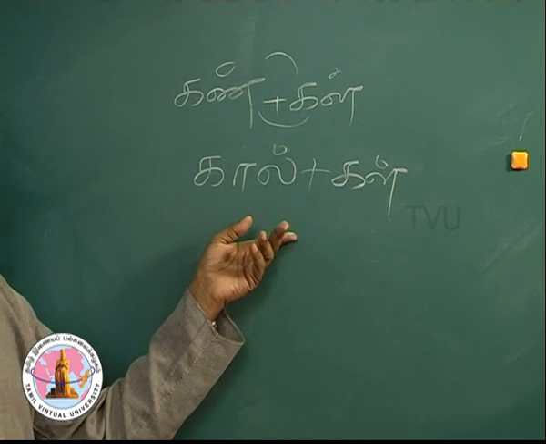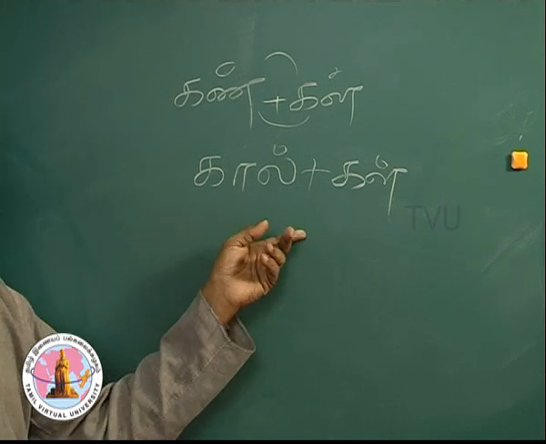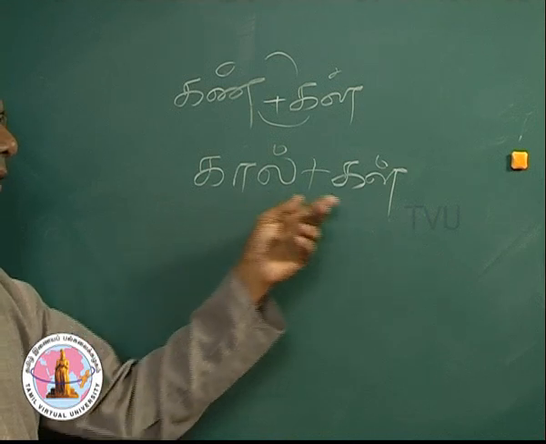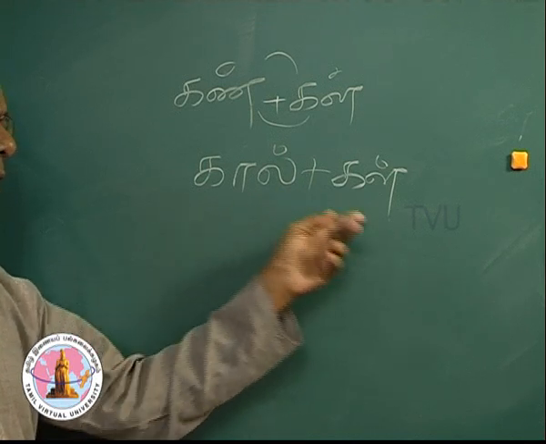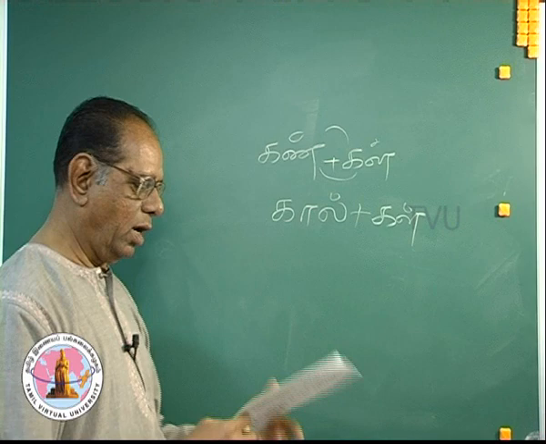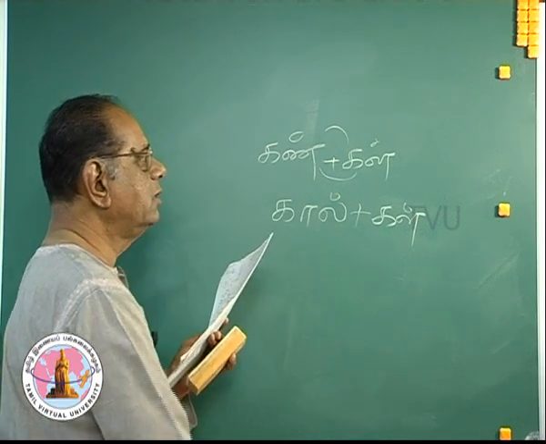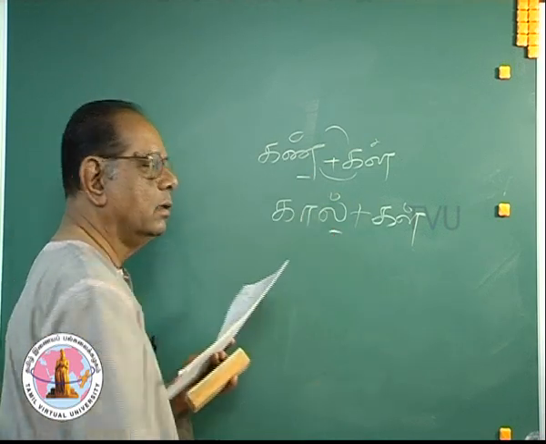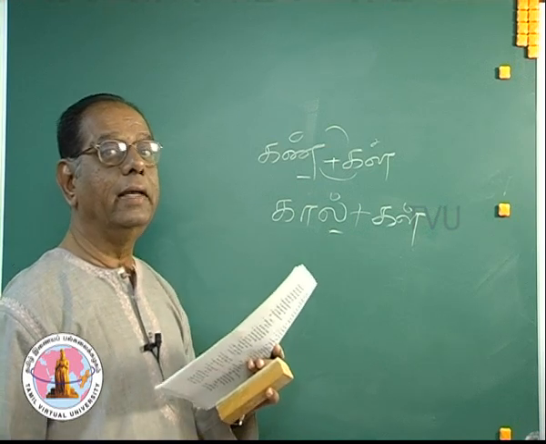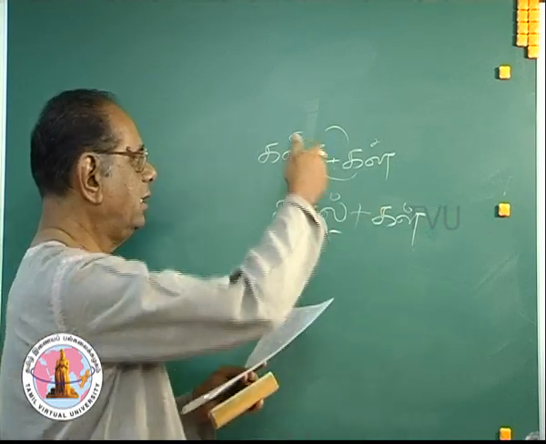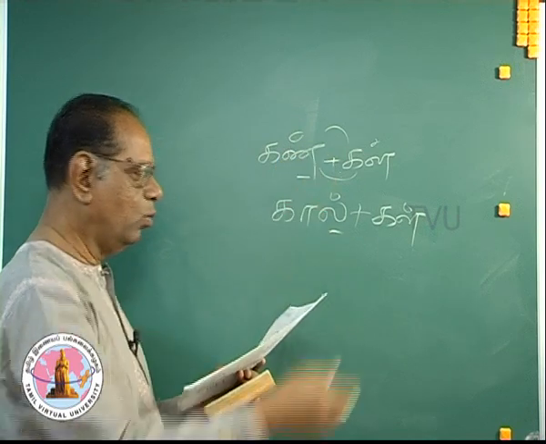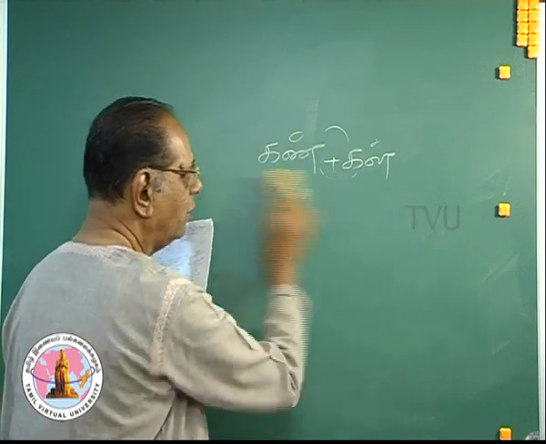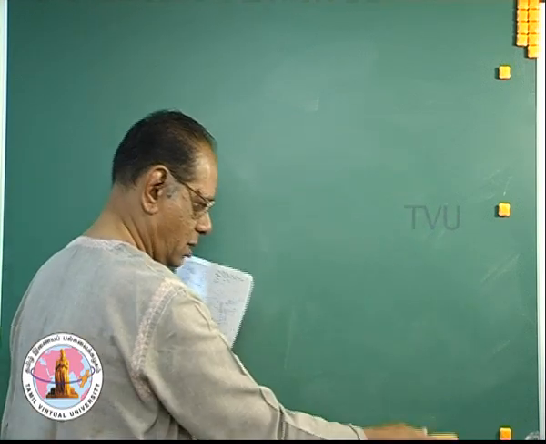Call. Do you remember? Call, a leg. Call plus kal, kalgal, legs, plural. All these words are consonantal ending, whether it is kan or call or oor. So, I will go in for a vowel ending word.